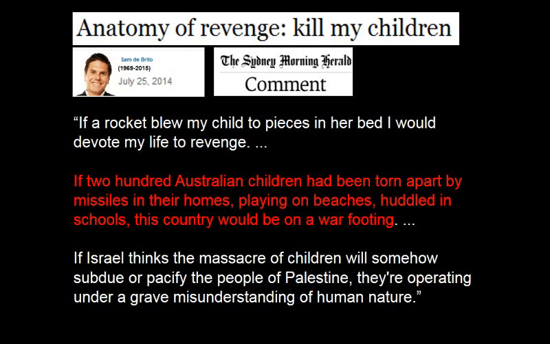He said, if a rocket blew my child to pieces in a bed, I would devote my life to revenge. If 200 Australian children had been torn apart by missiles in their homes, playing on beaches, huddled in schools, this country would be on a war footing. And then it goes on about Israel. But it's completely true. If someone dropped a bomb on Australia and 200 kids were killed, we would be at war. And yet that's happening, and the international community is basically turning away and not holding the country that's doing it to account.